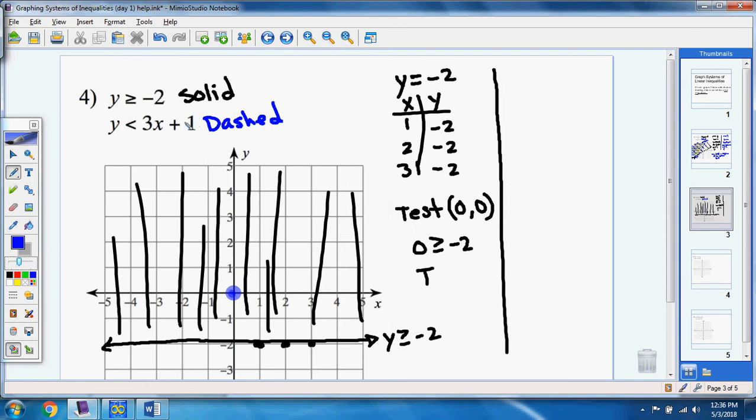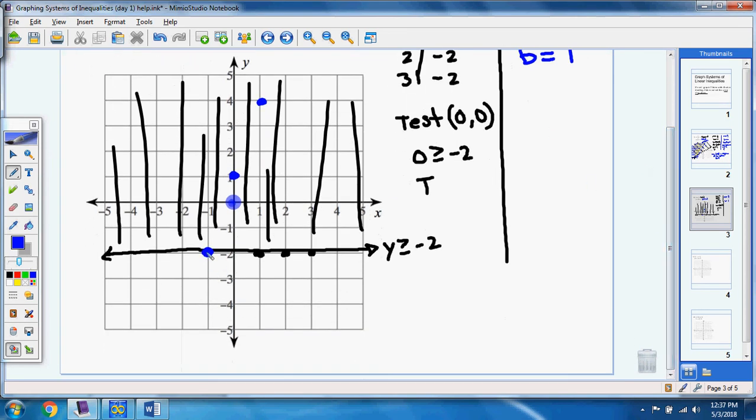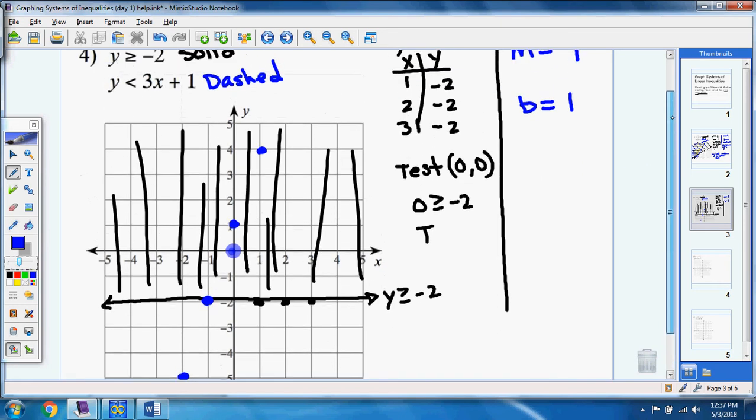All right, my second line is dashed. It's already ready for me, with slope of 3 over 1 and y-intercept of +1. Up 1, 2, 3, right 1. I don't have enough room, so I'm going to practice my backwards thinking. Down 1, 2, 3, left 1. There's the point of intersection. Do it again. Down 1, 2, 3, left 1. And again, this is a dashed line.